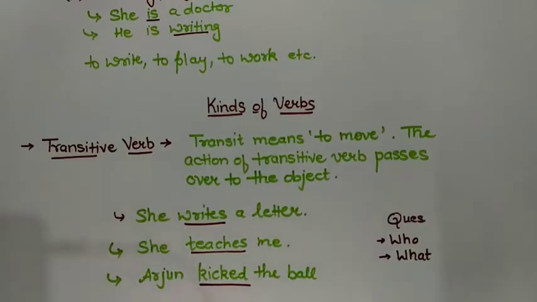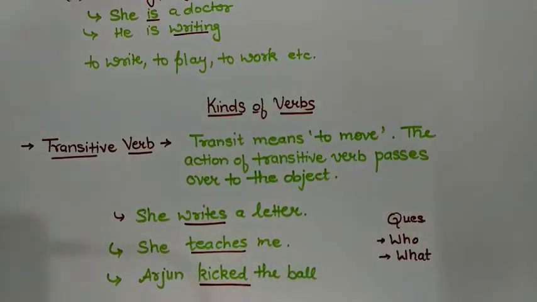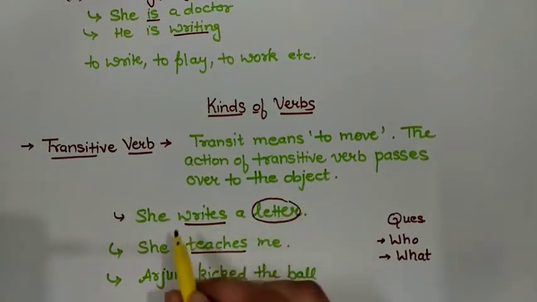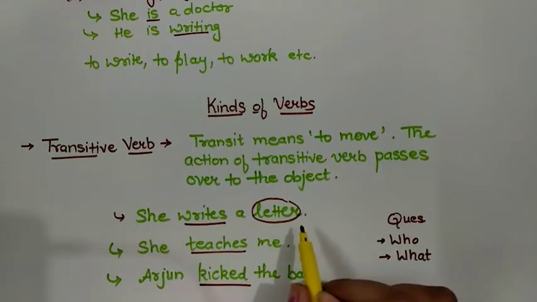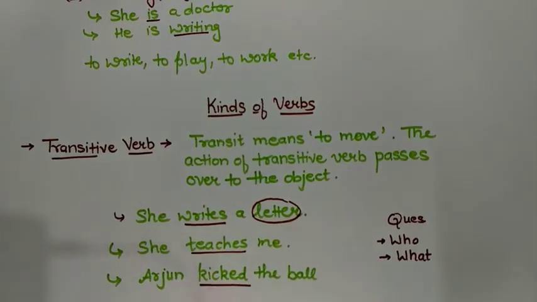The first one is transitive verb. Transitive verbs are very important. Transit means to move. The action of a transitive verb passes over to the object. See the examples. She writes a letter. Can you see the object here? The writing process is passing the impact or the effect on the letter. So, we can see that the action writing is passing over to the object letter.